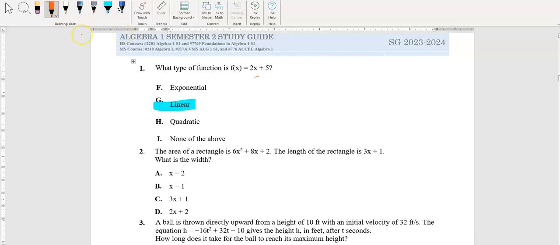function. Another way that I could realize this is because this equation should look familiar. It should look just like y equals mx plus b, because f of x and y mean the same thing. This is just function notation, and this is slope-intercept form. And we know that slope-intercept form is a linear equation, so that is another reason why it is linear.